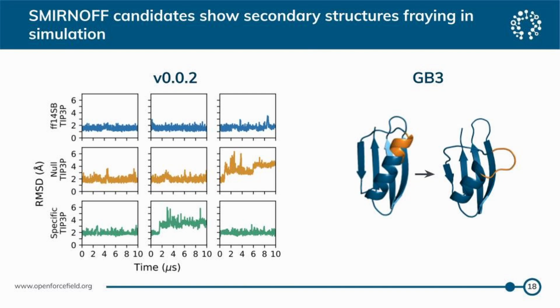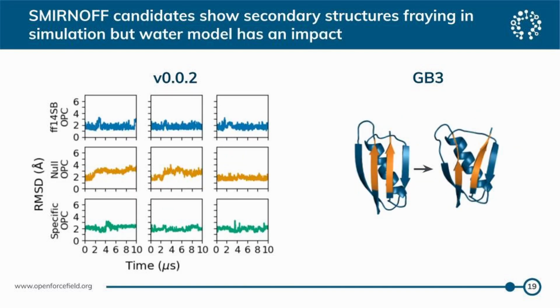And I've only shown the previous generation here, but this is a pattern that we see across a number of our force field candidates. So this is impacted by the water model that we use. We see that if we switch to a different water model like OPC, AMBER ff14SB, again, remains relatively stable in solution, and the alpha helix actually also remains stable in our force field candidates, but on the other side of the protein, the beta hairpin starts unraveling instead.